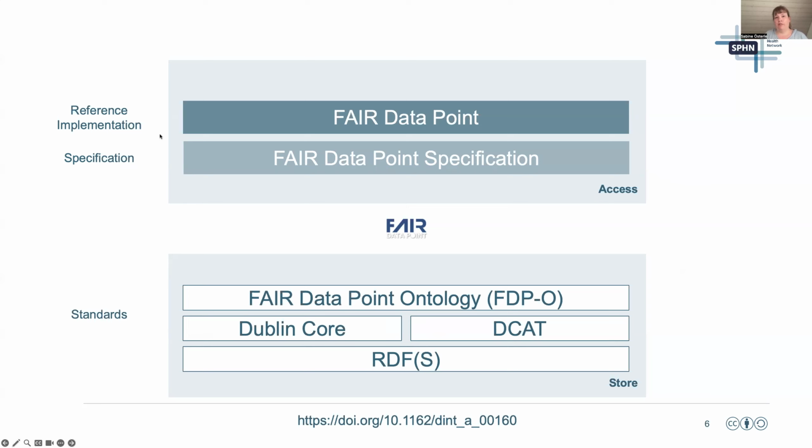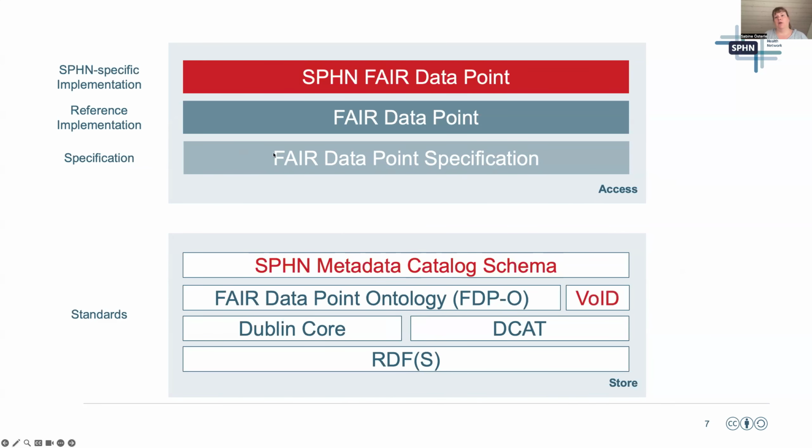And also there is a reference implementation for FAIR data point, which we actually use for our SPHN FAIR data point. However, we extended both the set of standards, but also the reference implementation to fit our needs. And here on the standard side, we actually added the so-called VoID standard. So this is used to actually represent our quantitative information. So the count information, which I talked to you before. So how often is a certain element available in the data set.